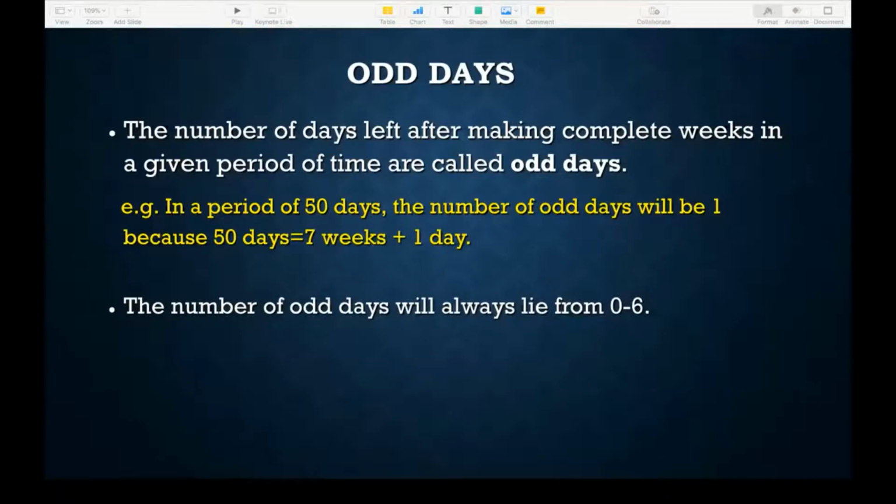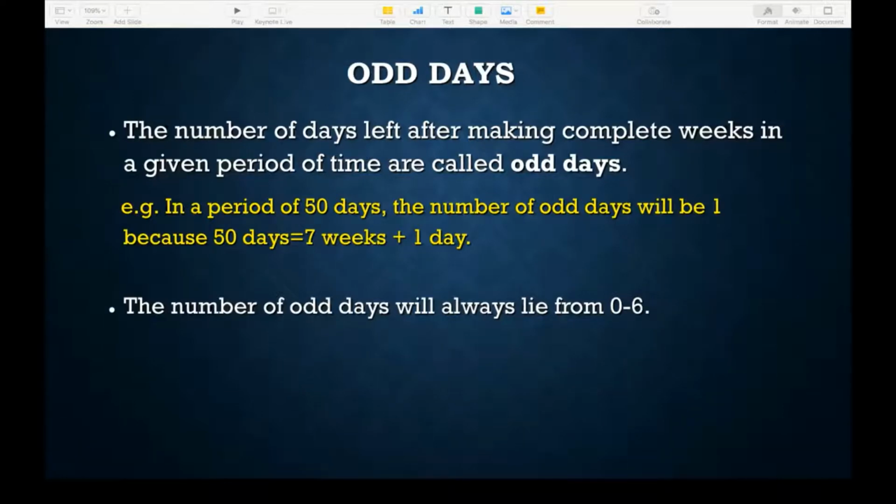Now, odd days: the number of days left after making complete weeks in a given period of time are called odd days. So if I give you any period of time, for example, a period of 50 days, how many odd days are there? In this period of 50 days, I need to take out complete weeks. How many complete weeks can we have in 50 days? We can have 7 complete weeks because a week is 7 days, right? So 50 days can be broken down into 7 complete weeks plus 1 day. So in the period of 50 days, the number of odd days is 1, right?